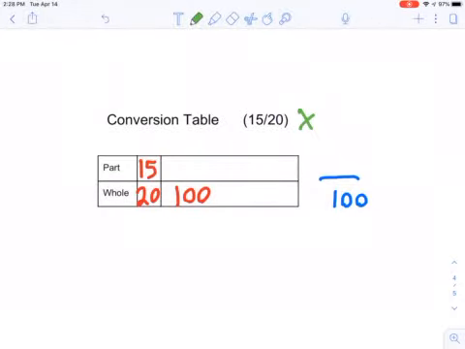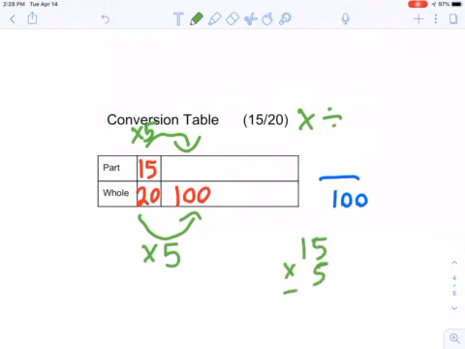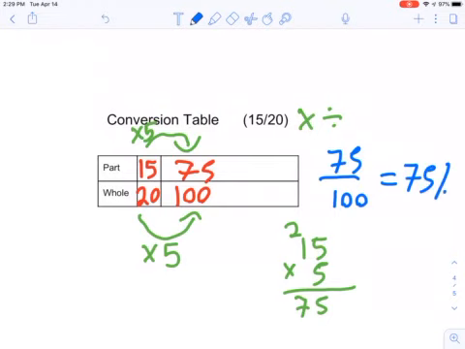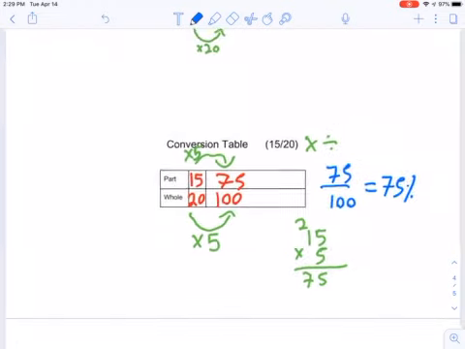Well, we know with the ratio table we either multiply or we divide, and what we do to one side, we must do to the other. So 20 times 5 gets us 100. So now we know that 15 times 5 will get us the value that goes in that place. If you were unsure what 15 times 5 was, remember that you can calculate the numbers by stacking. 5 times 5 is 25. Carry the 2. 5 times 1 is 5, plus 2, 7. So 75 out of 100, which gives us 75%.